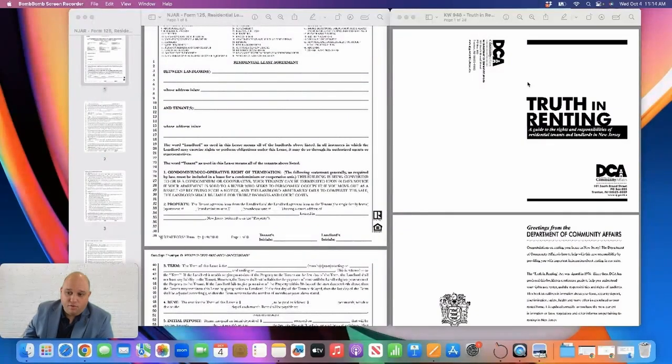This form here is the Truth in Renting form. And by the way, all this is done over DocuSign usually. So we do this all electronically. We don't really do wet signatures anymore. So we use electronic signatures for this.